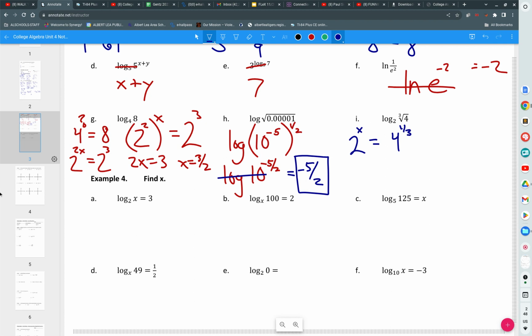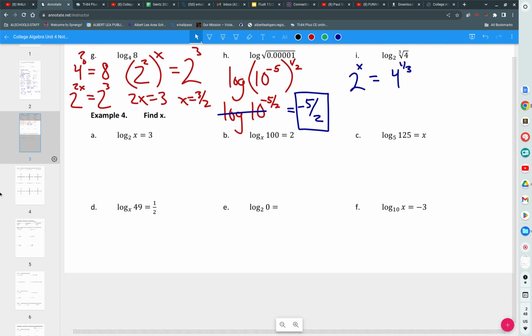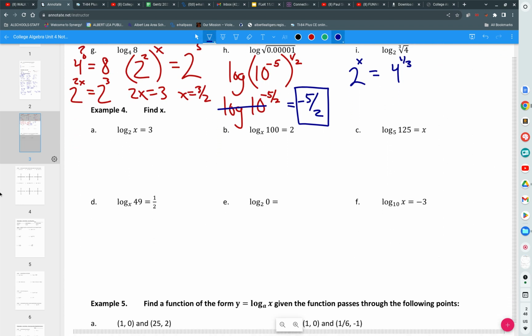Give you 25 more seconds to think through something. Okay, 2 to what power is 4 to the 1/3? I'm going to rewrite 4 so that it has a base of 2. That's 2 squared to the 1/3 power. Notice how I have a power to power, I can multiply. That means 2 to the x is equal to 2 to the 2/3. Obviously, in this situation, x is 2/3.